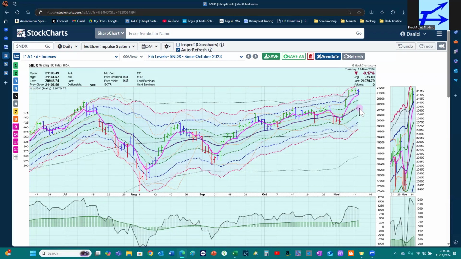And in this case, it's at about 20,500 right now. We're at 21,070. So about 500 points. That's actually not out of the question. That will be actually a healthy pullback if that happened.